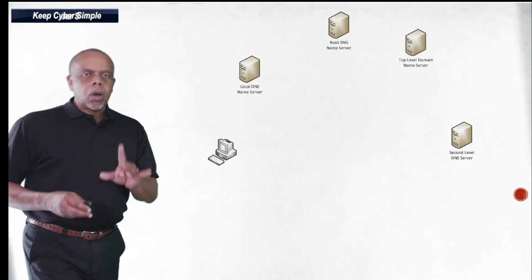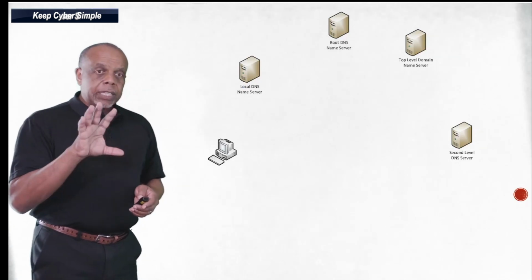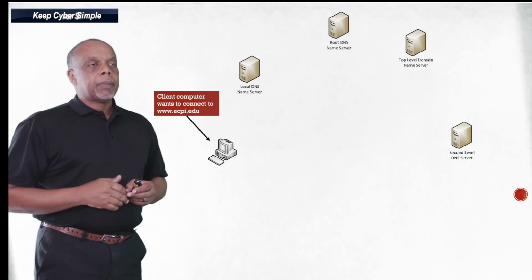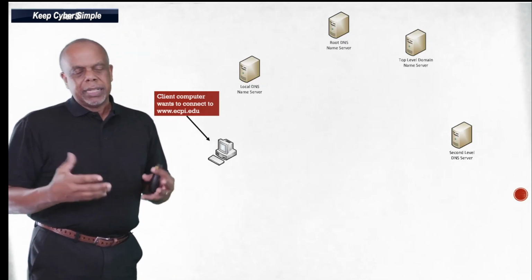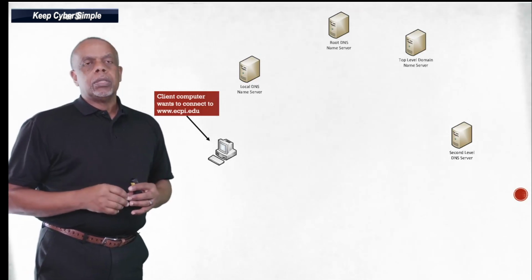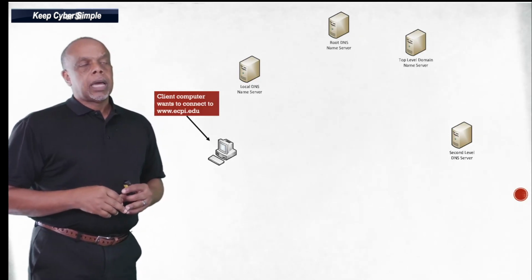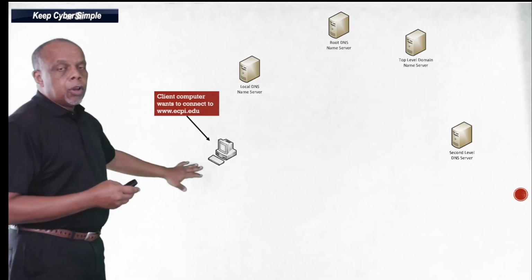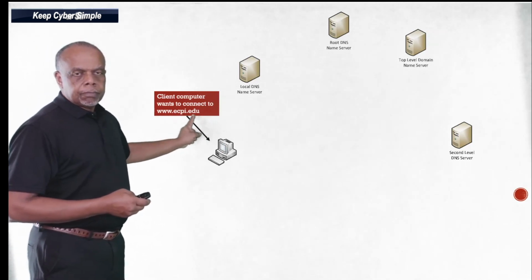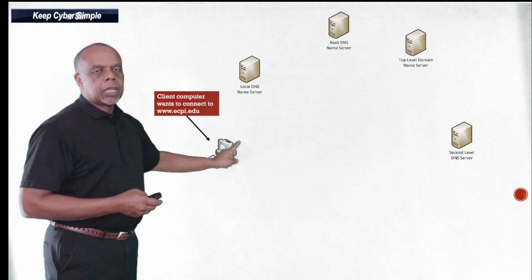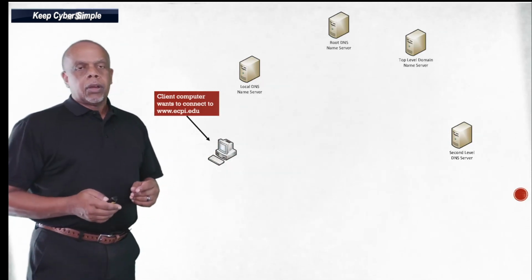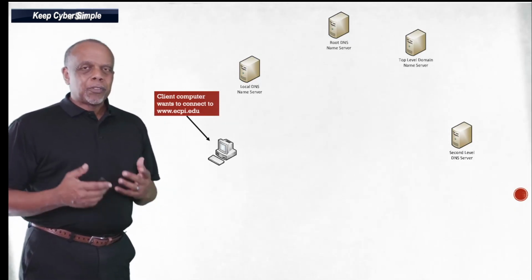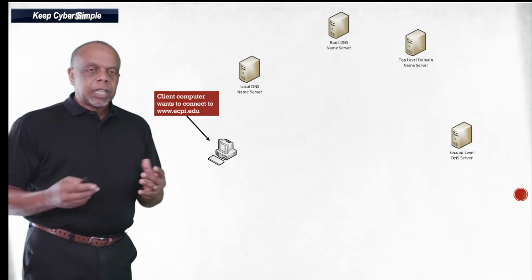Okay, now let's walk through a scenario. I think this will hopefully bring it all together for you. Here's my computer. I'm sitting in front of my client computer, that's what we call it in the DNS world. And I want to connect to www.ecpi.edu. So what happens? This computer doesn't have a clue what that means. It operates with IP addresses, so what it has to do is a query. The first thing it's going to do is look internally and ask, do I know who that is locally? And the answer is no, never been to ECPI before, so there's nothing in cache locally.